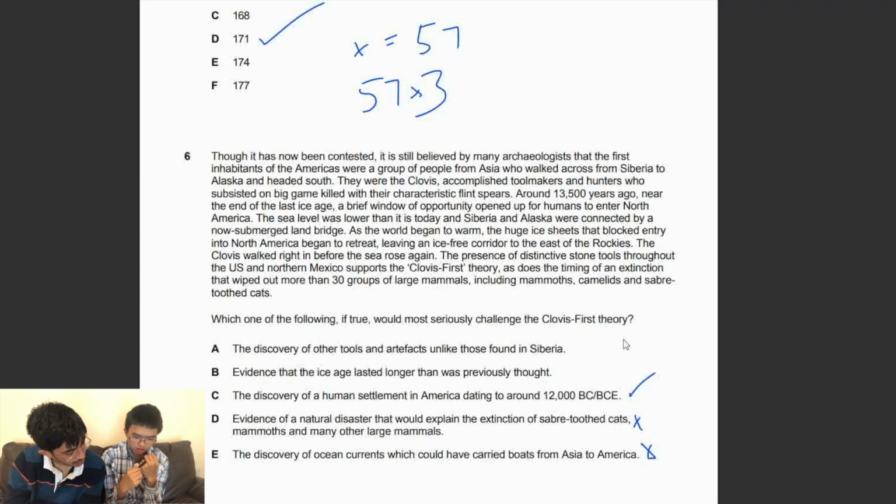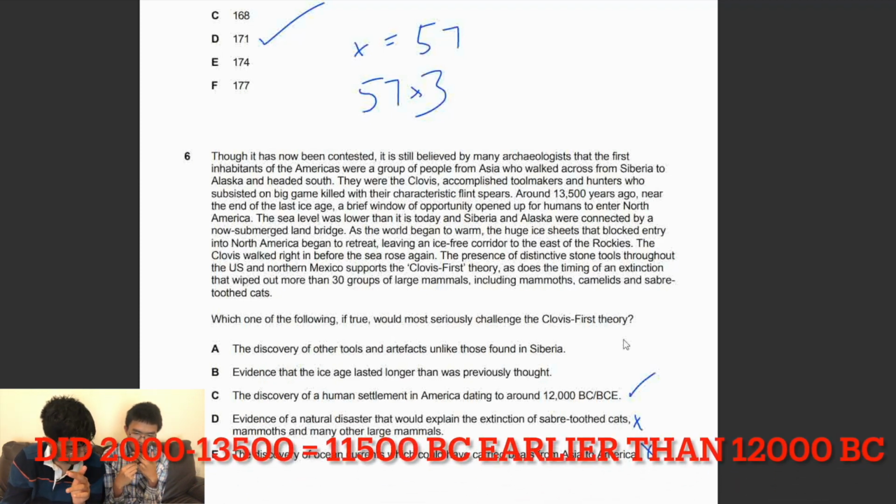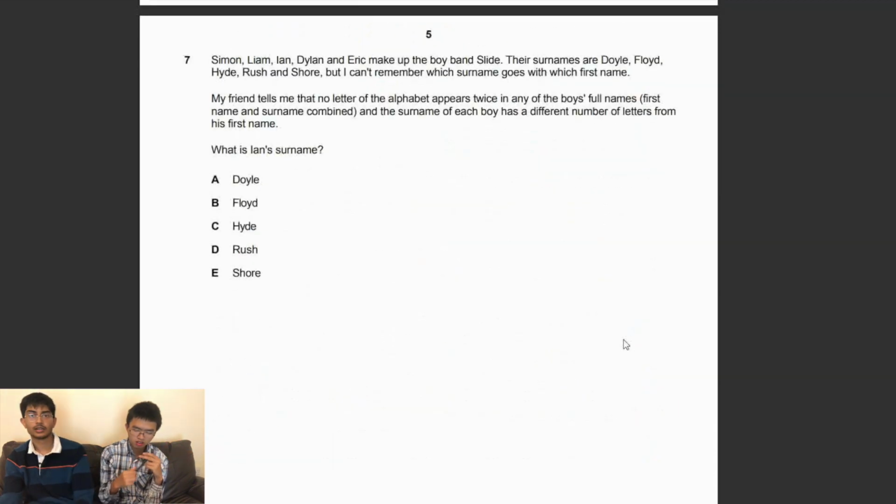Around 12,000 BC. Wait, so this is around 13,500 years ago. Yes, so this would show that there's already people. So 13,500 years ago, that's 11,500 BC. Yes, that's right. C. I'll do one last one maybe. Yeah, so you can do this.